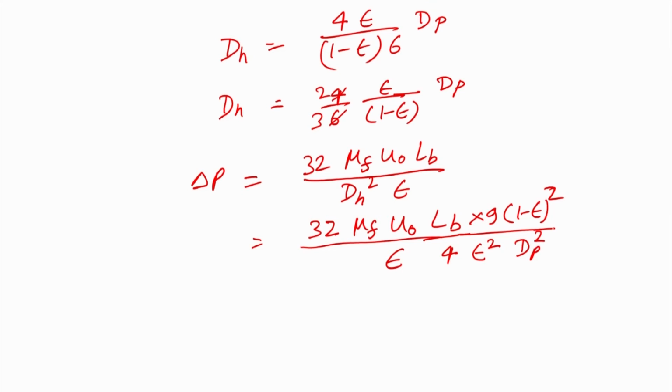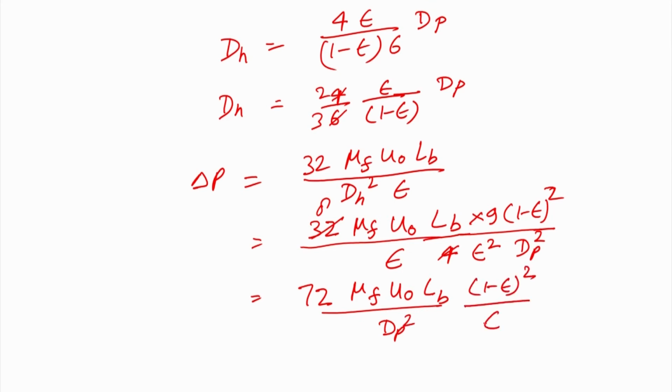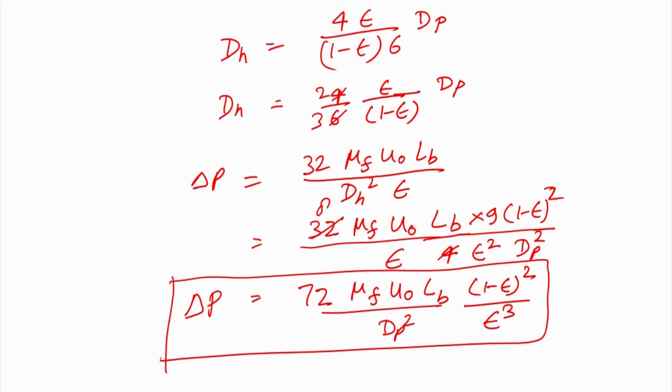Now if you solve this, it will be further simplified, so you will get 72 mu f U naught into LB upon dP square into 1 minus epsilon square upon epsilon cube. This will be the delta P value, which is mu f U naught LB, where LB is the length of the bed, upon dP square, into 1 minus epsilon square upon epsilon cube. So this is the delta P in the packed bed for the laminar flow.